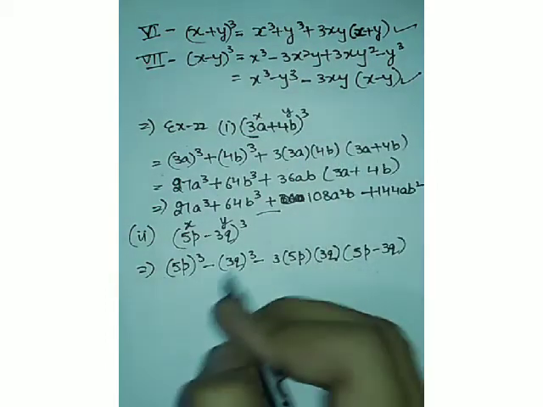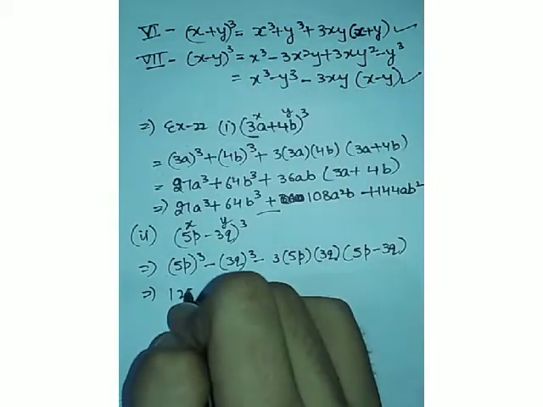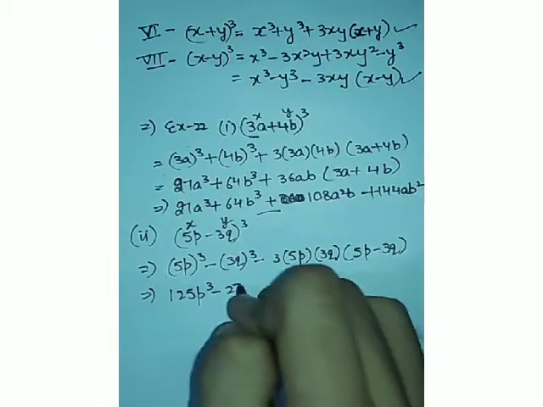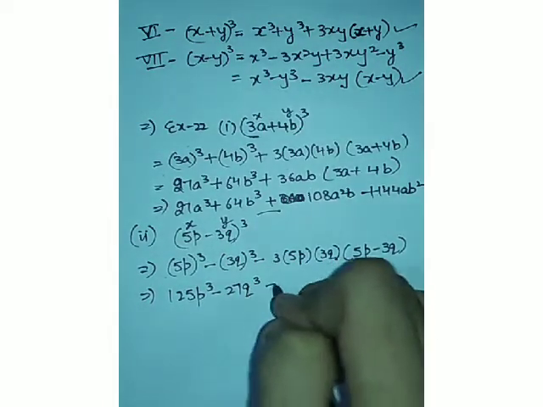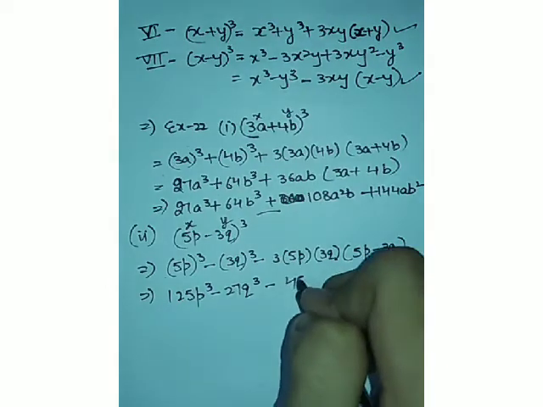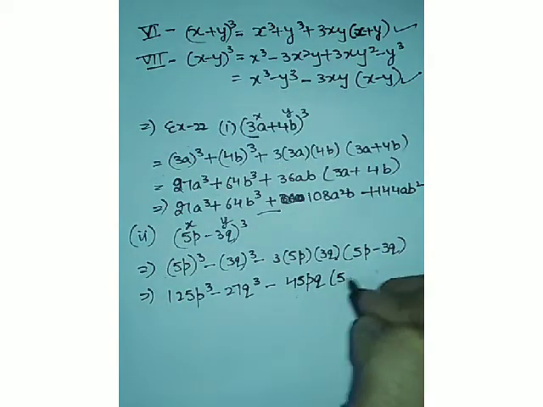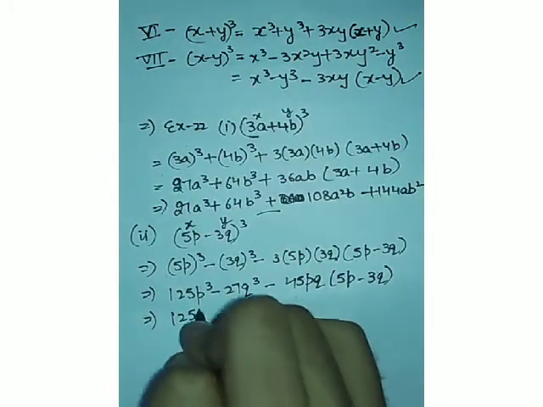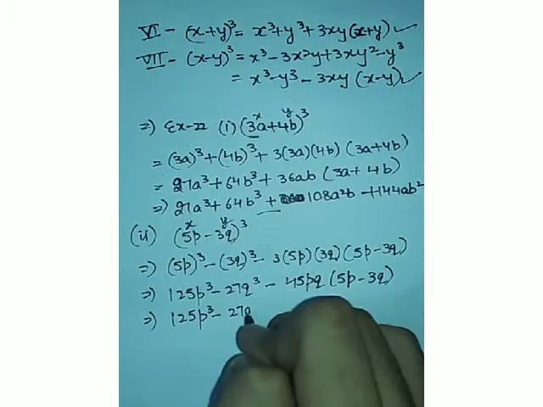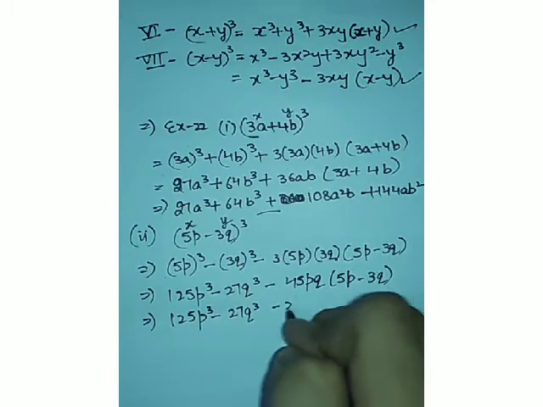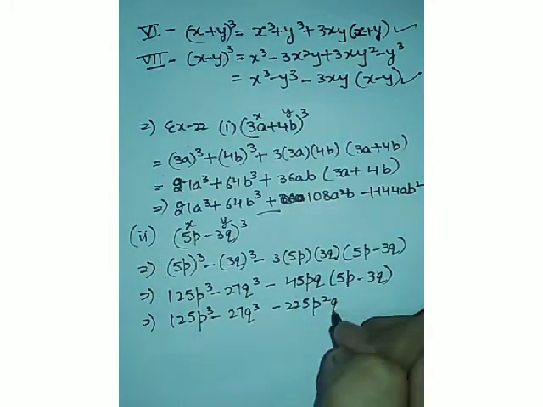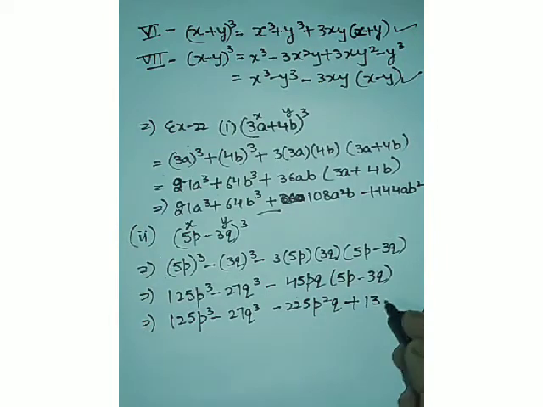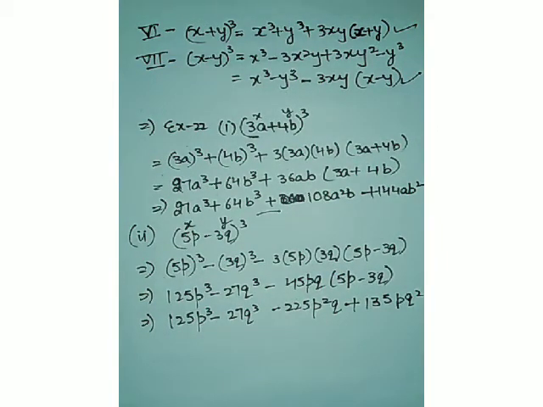You can compare simultaneously. You will get 125p cube minus 27q cube minus 3 fives are 15, 15 threes are 45pq times 5p minus 3q. Multiply it inside the bracket: 125p cube minus 27q cube, you will get minus 225p square q and plus 135p q square. This is how we can expand using the identities 6 and 7.